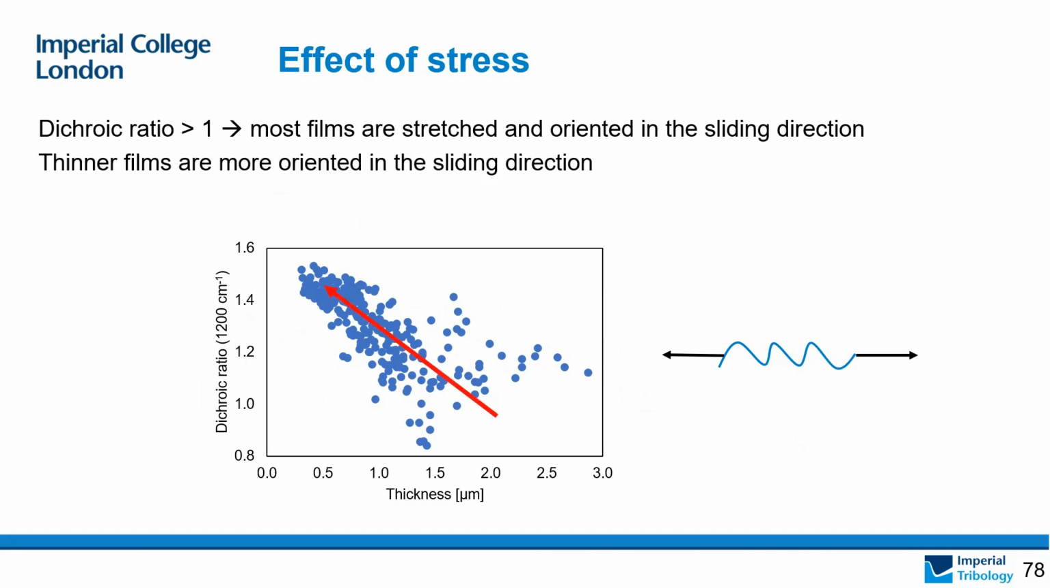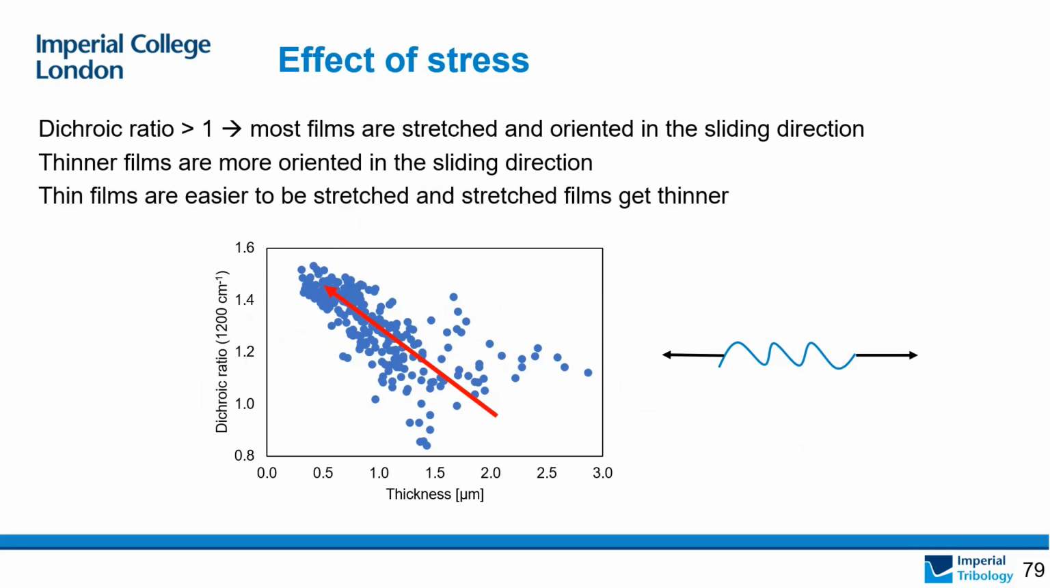And we can clearly see a negative correlation here. In other words, the thinner the films, the more oriented they are in the sliding direction. This makes sense because thin films are easier to stretch, and at the same time, stretched films will also get thinner.